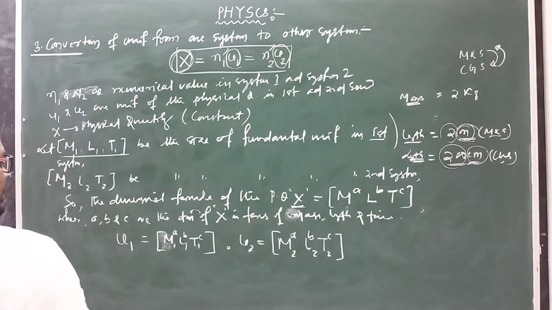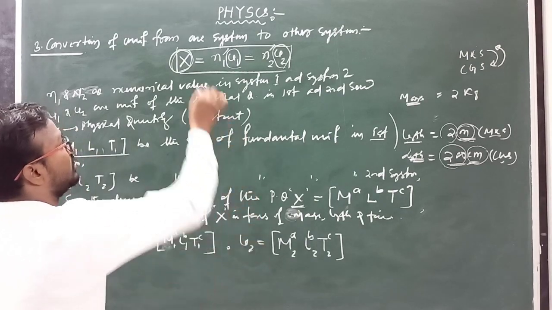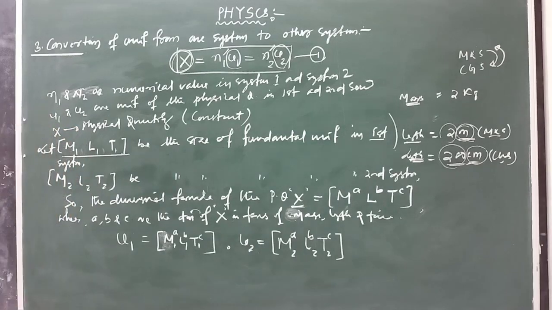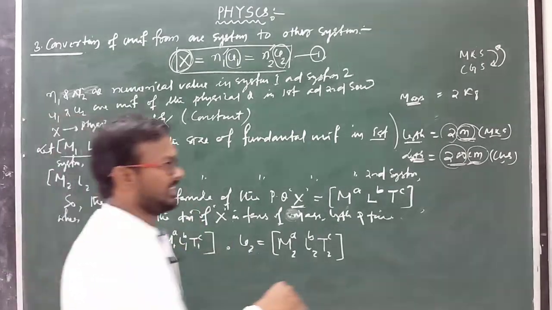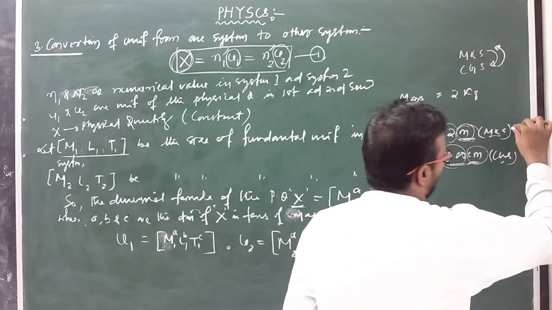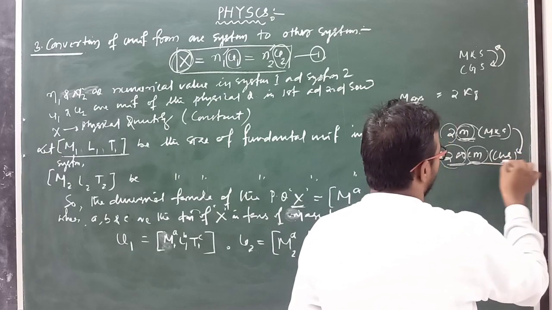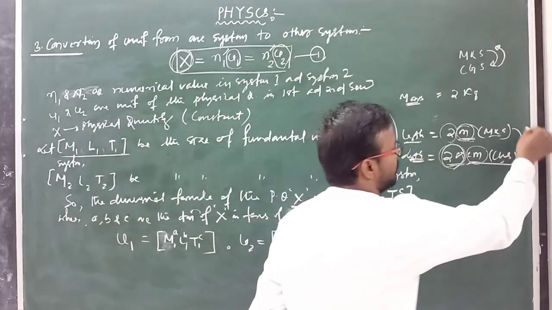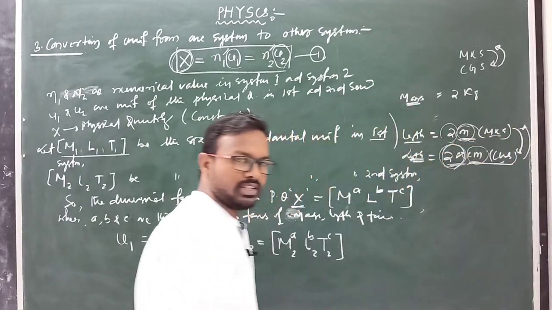Clear? Now use this value u1 and u2. This is the first system, and this is the system where the physical quantity remains constant, but its unit changes. While you are coming from MKS to CGS system, the numerical value changes and its unit also changes, and from CGS to MKS system also the numerical value and unit change.